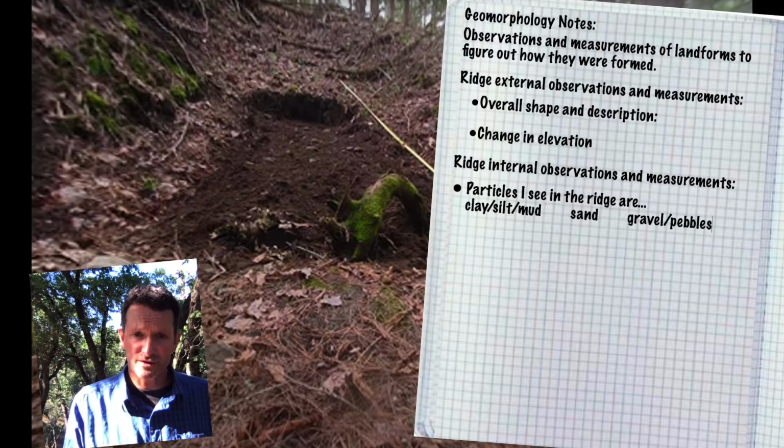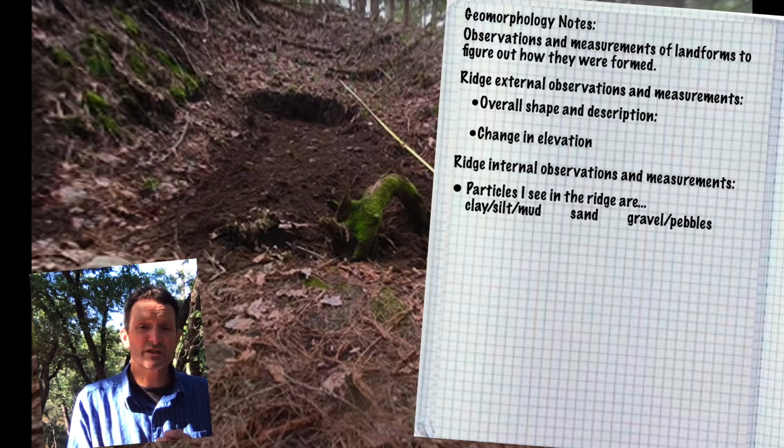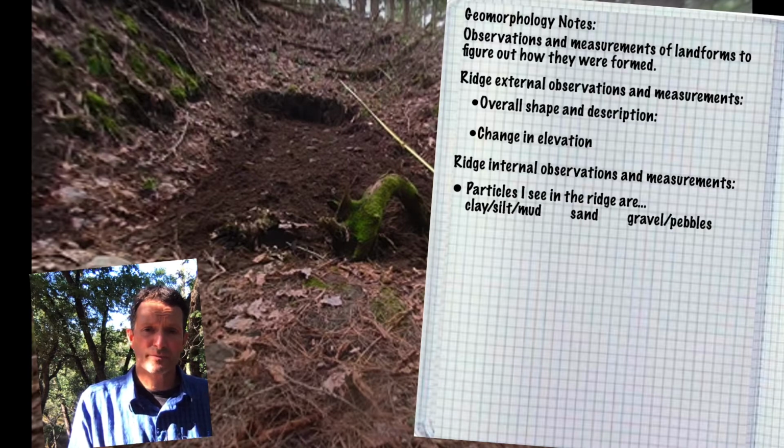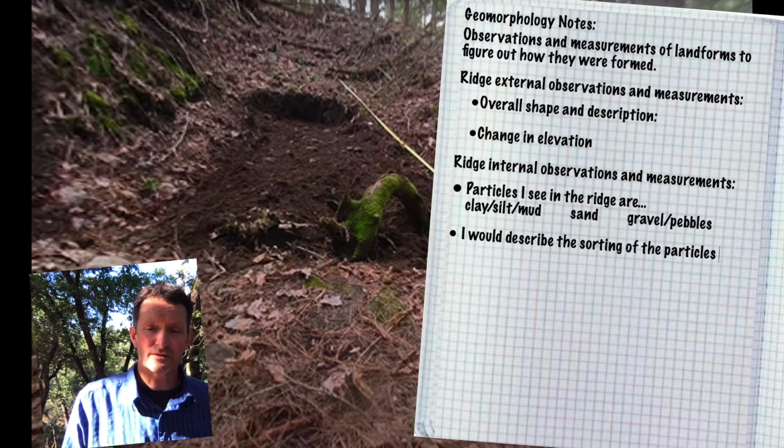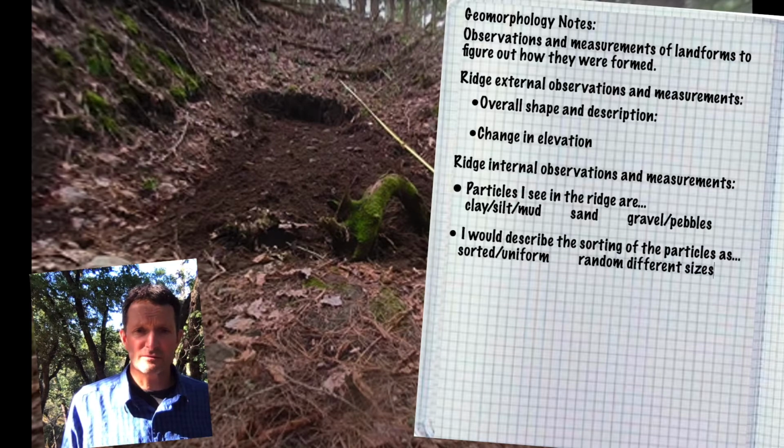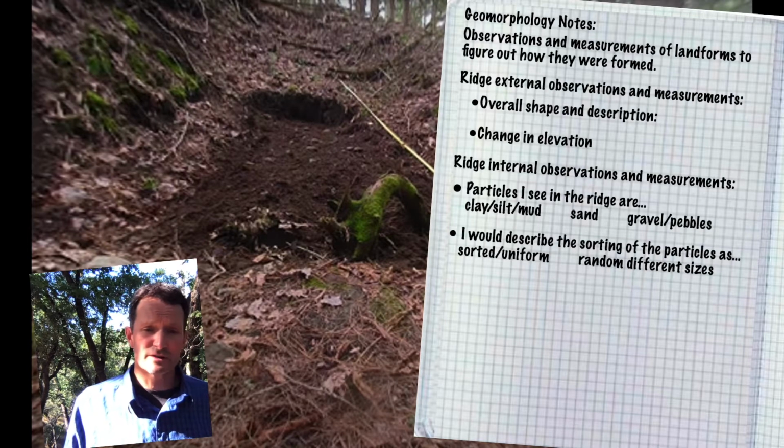In your notebook, we're going to ask you to choose between a couple things. You can choose, yes, I see clay or sand or silt or mud. Those would be really small particles that are hard to see. Sand would be exactly what it sounds like, or gravel and pebbles would be big things. After that, we're going to ask you to describe the sorting of the particles. Does it look like all the particles are about the same size? Or does it look like there's a random mix of all different size things? It's very important when you want to look back and figure out how this thing came to be.